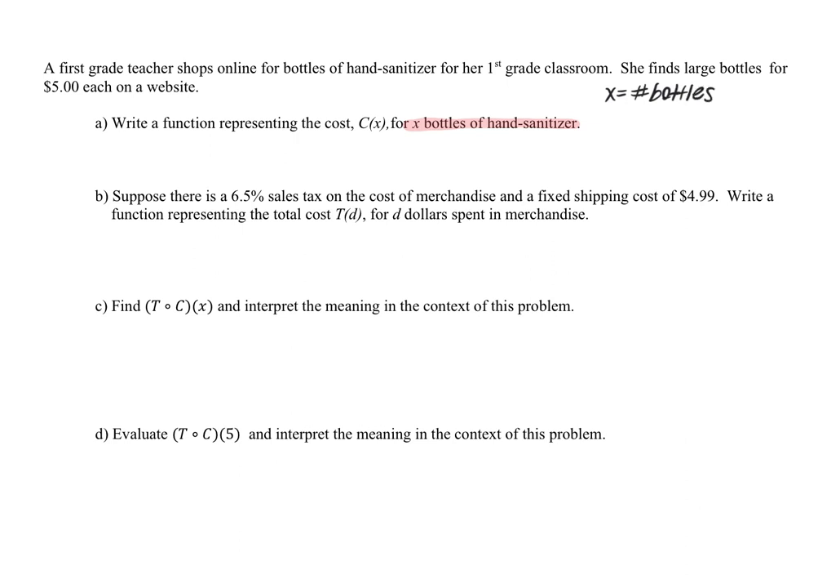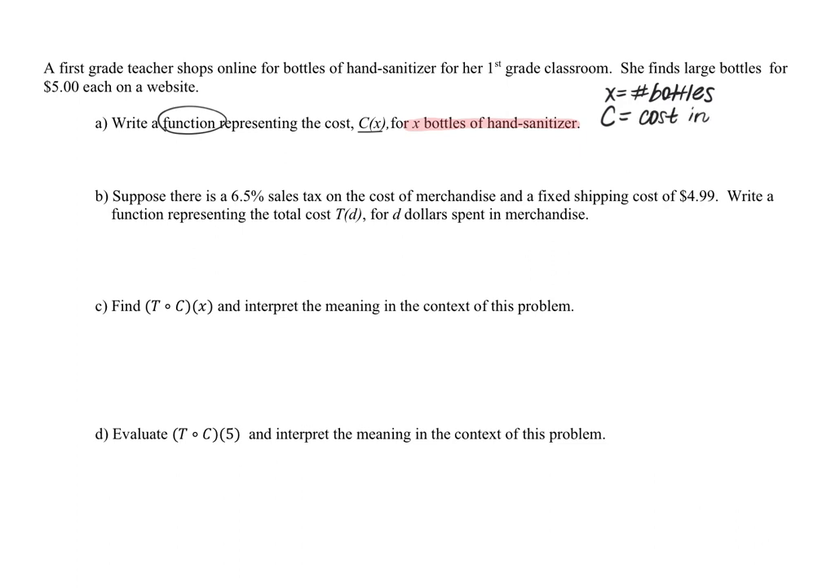Even though that's written there in the problem in part A, I think it's a good idea to actually write it down. I call it a variable key. I recommend that you do that each time you have any sort of word problem or story problem. We're trying to write a function representing the cost, which is C, for X bottles of hand sanitizer. So C is going to be our cost or our output.